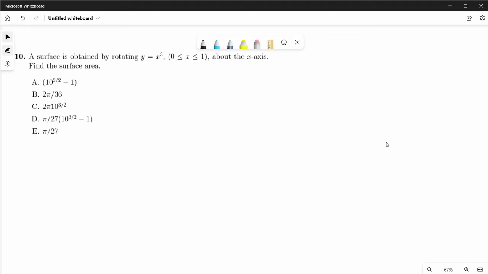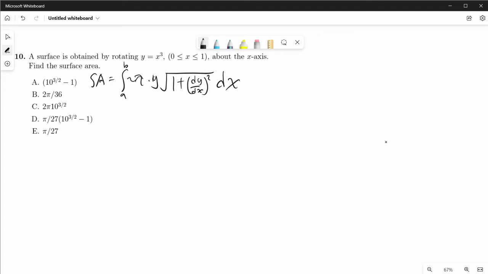For number 10, we have a surface area question. So first, let us write the surface area equation. It's the integral of whatever bounds a and b, 2 pi times the equation, in this case x cubed, times the square root of 1 plus dy dx squared dx. This part is from the arc length formula. That's a way to memorize that.